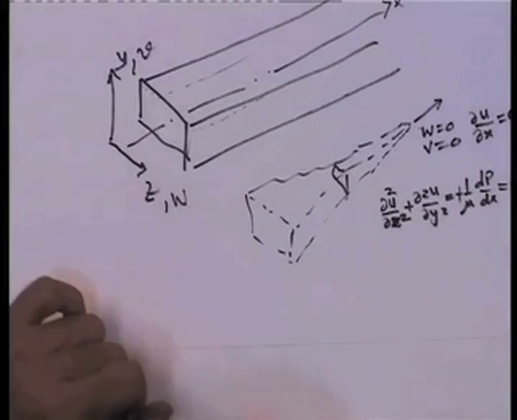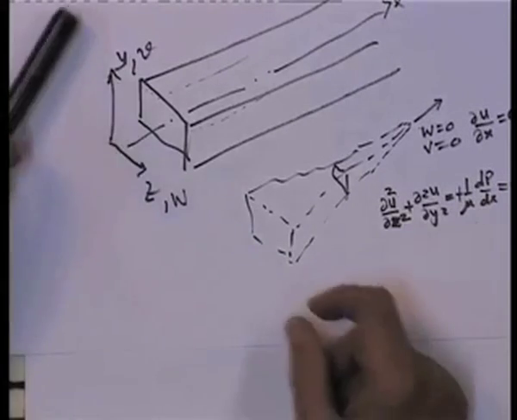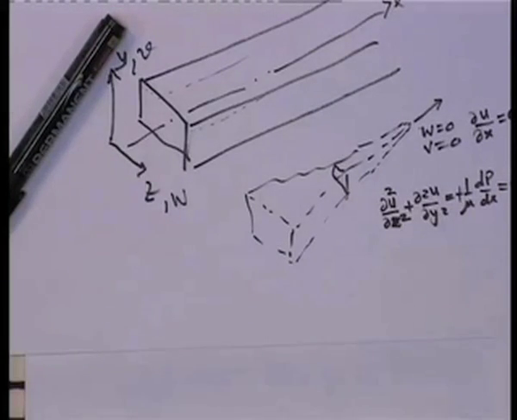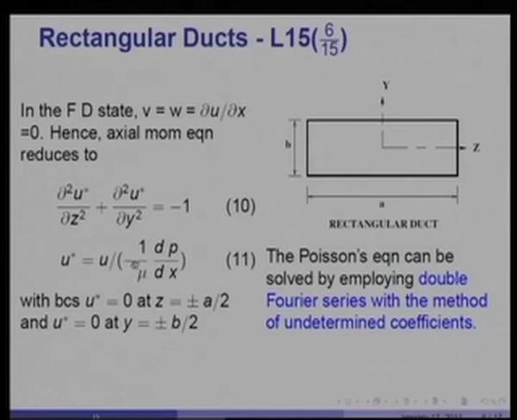This should be plus dp, and that is equal to constant. So, if you divide u by minus 1 over mu dp dx, then you get d2u star by dz square plus d2u star by dy square equal to minus 1. This is a Poisson equation with a constant right hand side. And what are the boundary conditions?